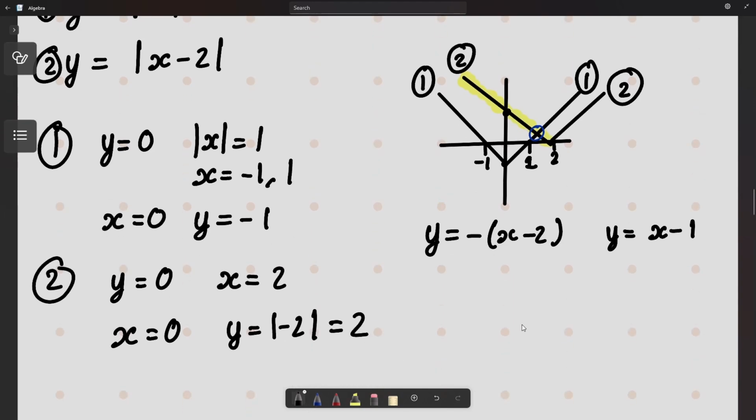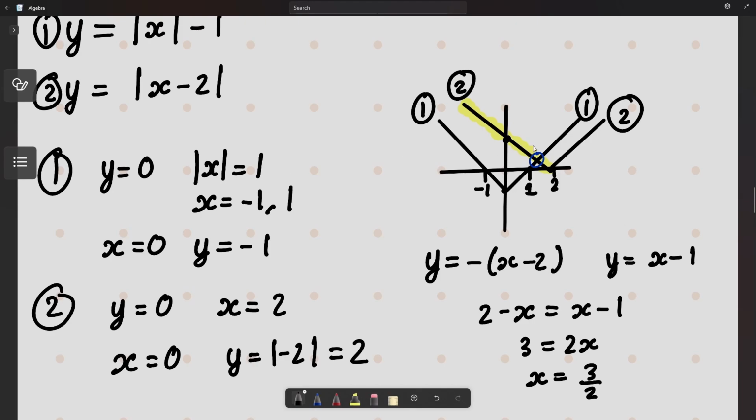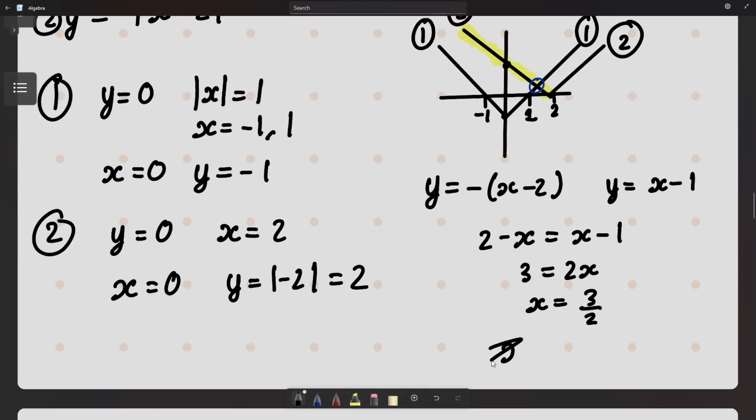So now you're just going to equate these two. I'll just clean this up a bit. 2 minus x is equal to x minus 1. You're going to get 3 is equal to 2x. So your x value is now 3 over 2. So as you could see from the diagram itself, as x decreases, that is the only region where your second equation will always be greater than your first. Your set of values of x will be x less than 3 over 2. And that's pretty much it.